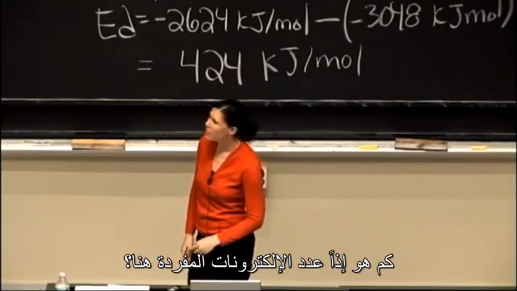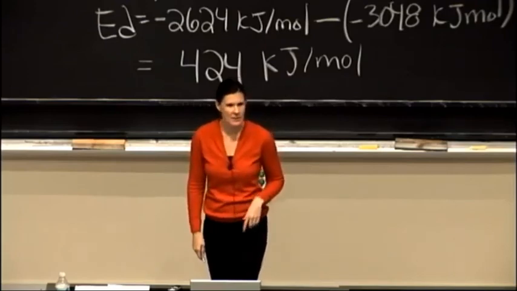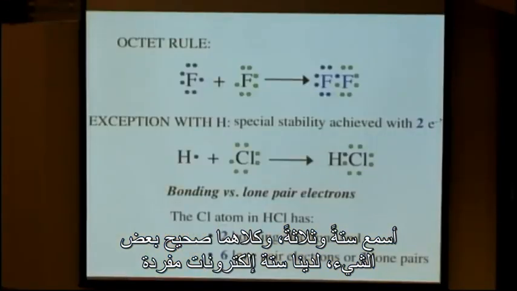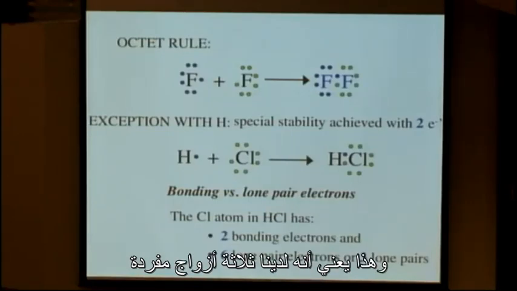So how many lone pair electrons do we have? Okay, here's 6 and 3, so both are sort of right. We have 6 lone pair electrons, which means that we have 3 lone pairs.